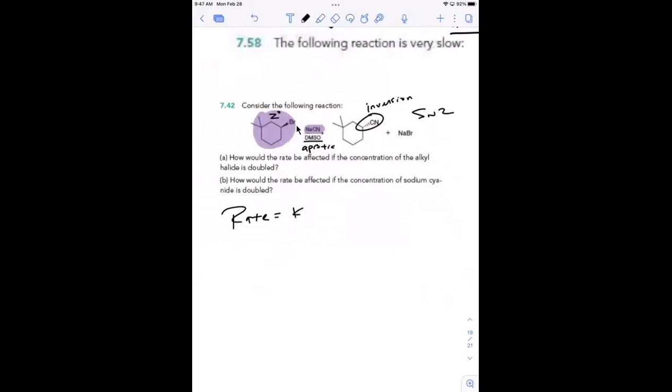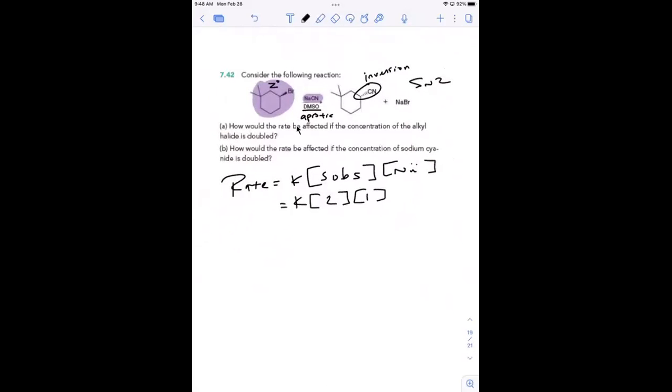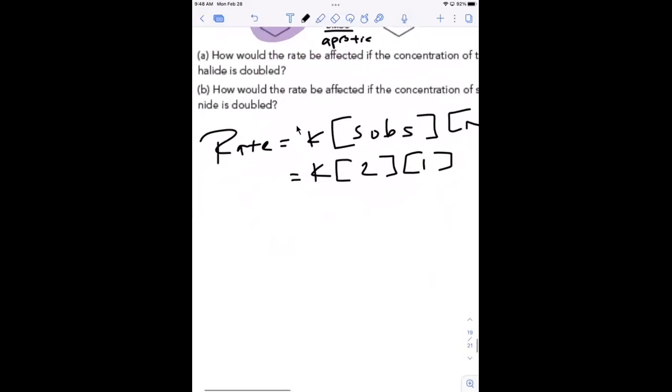That is SN2. So if it's SN2, what is the rate law? k times the substrate times the nucleophile. All right. So we double the concentration of the substrate, which is the alkyl halide. So this is 2 and this is 1. What happens to the rate if that's a product? It should double, right? You should double the rate.